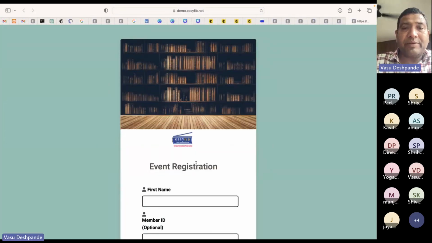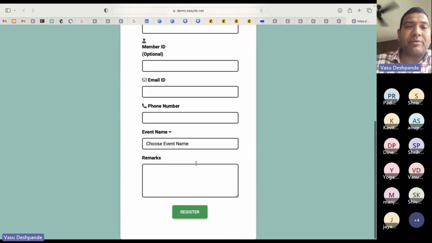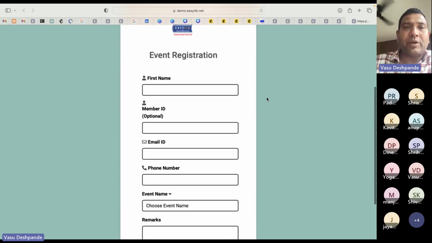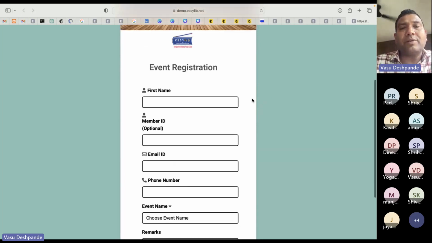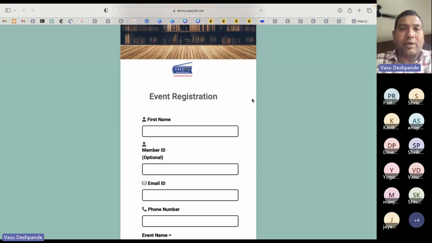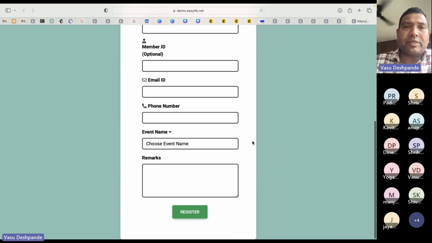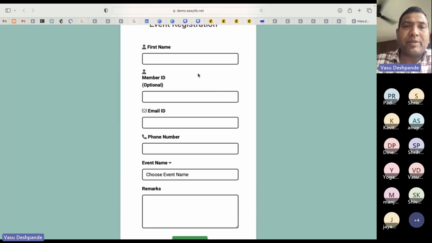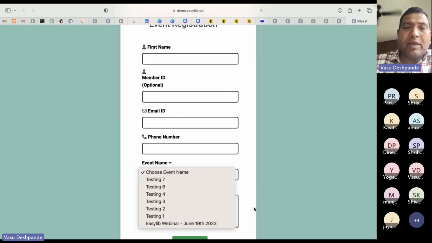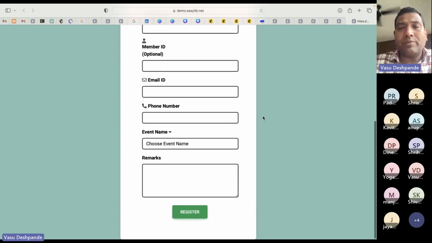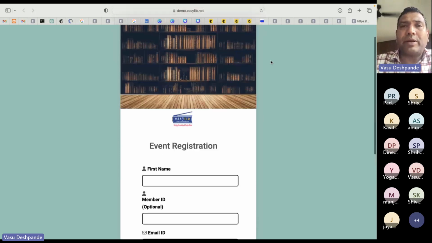By the way, this is also part of the EasyLib screen. We use our own system, so we get the notification of who all has registered. And this is optimized for the mobile. That's why you see a shrunk one. You should be able to open it in the mobile. A very simple screen wherein you put your first name, last name, the member ID, if it's optional, email ID, phone number, which is the one that you are attending, and any remarks that you want. So you please put it and we'll be happy to get in touch with you.